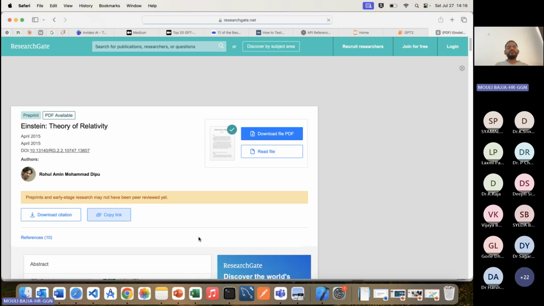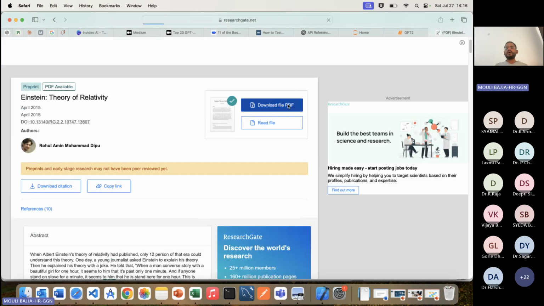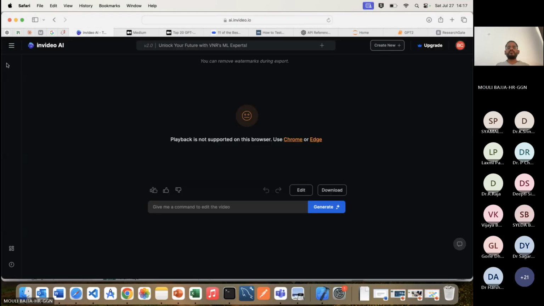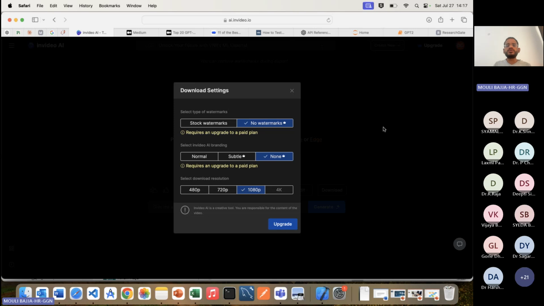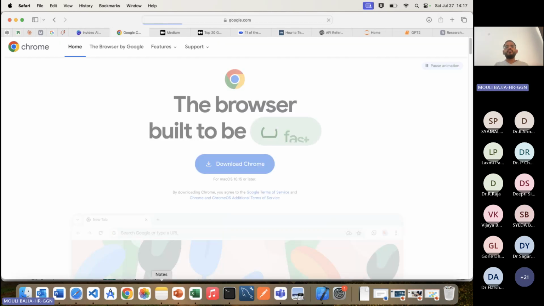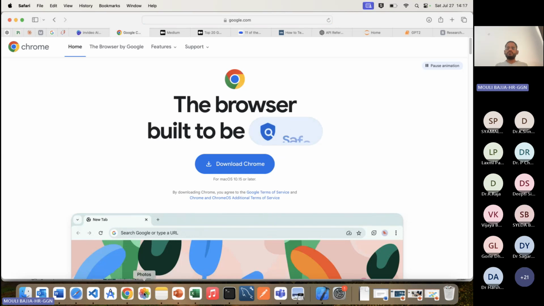Okay, so we have something here. Download file PDF. Auto PDF. Okay, let's see if download works. No. So I have a problem to use this on. So I'll run it on Chrome. Let me see.